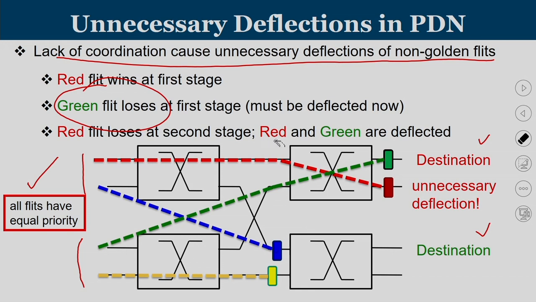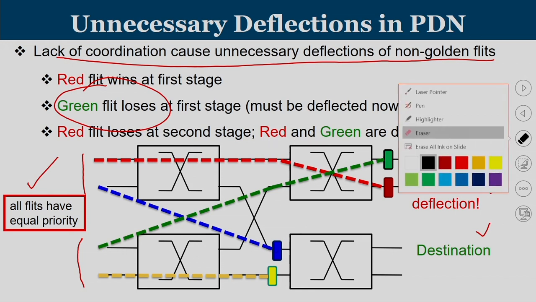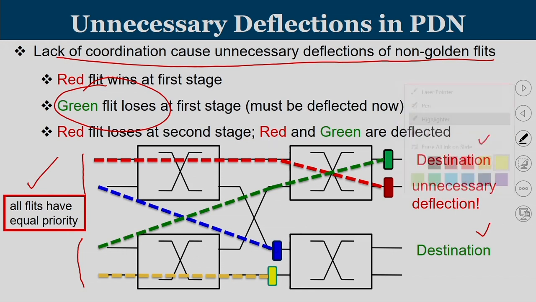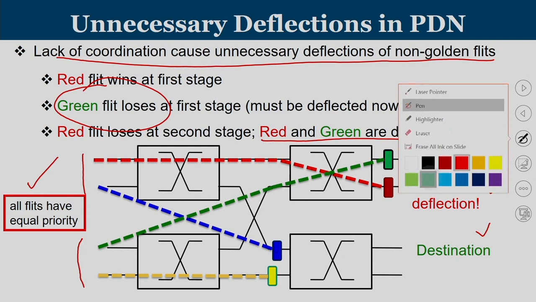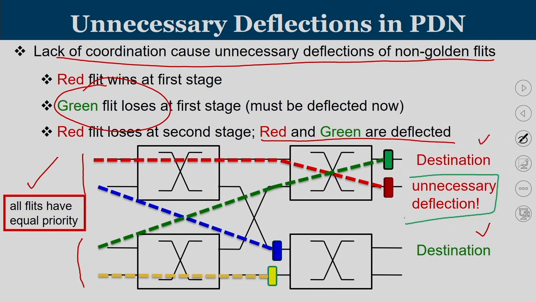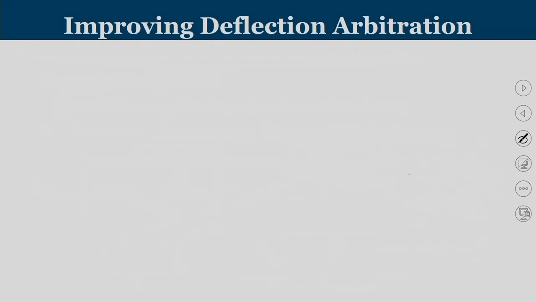So, in this case what happens? Green is already deflected and now red is also getting deflected. This is quantified here as an unnecessary deflection, because had red got preference in the second stage also, red would have got its destination. Anyway, green is deflected. Now, how can you improve this kind of scenario?